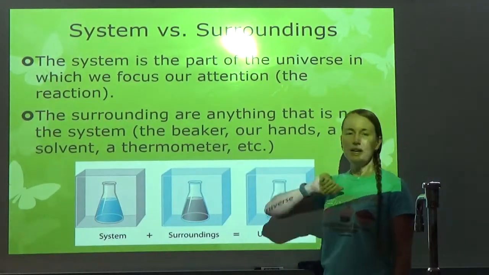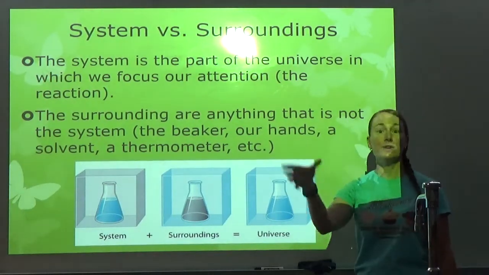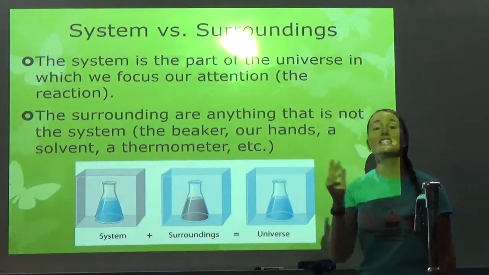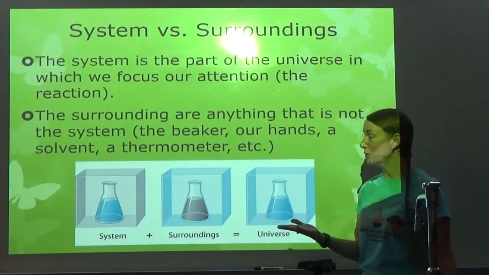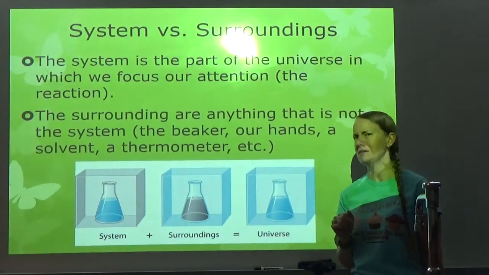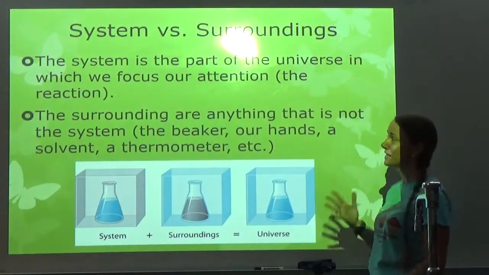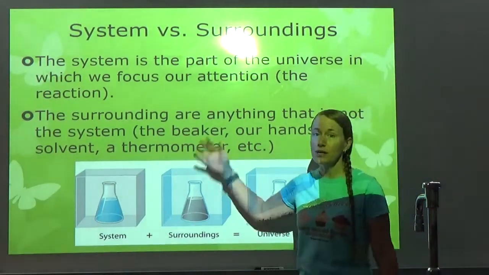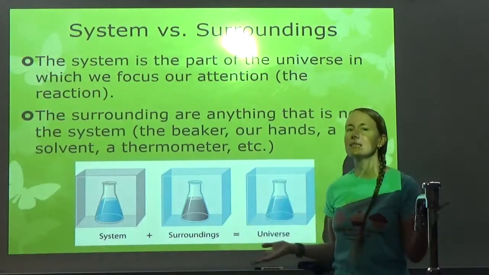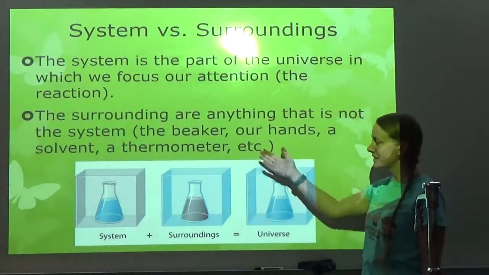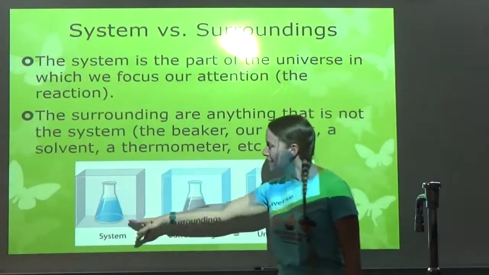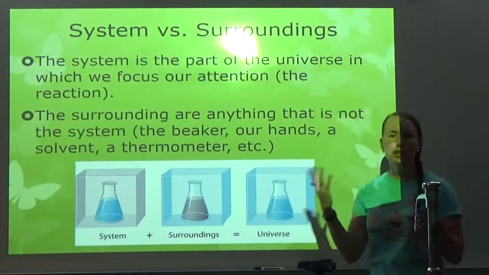So this could be the beaker. It could be our hands if we touch the beaker. It could be a solvent. That's kind of weird because you might think, oh, well, the solvent is inside of the flask or the beaker, so how is it, if it's not part of the reaction, it's not part of the system? A thermometer, even if you put it into the reactants, the thermometer is still surroundings, etc. Okay, so our system plus our surroundings equal the universe.